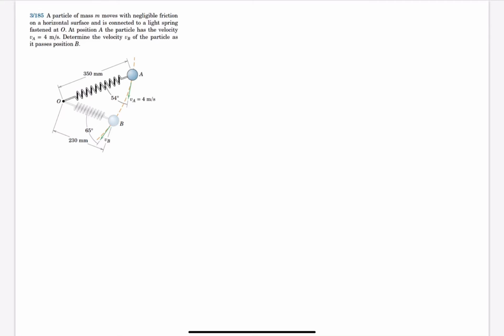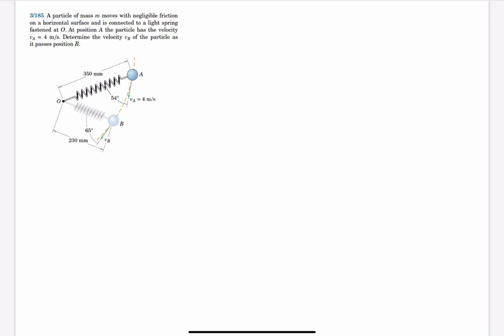Hello, in this video we're solving this problem. 3,185. A particle of mass m moves with negligible friction on a horizontal surface and is connected to a light spring fastened at O. At position A, the particle has the velocity VA equals 4 meters per second. That's actually speed, not velocity. Determine the velocity VB of the particle as it passes point B.